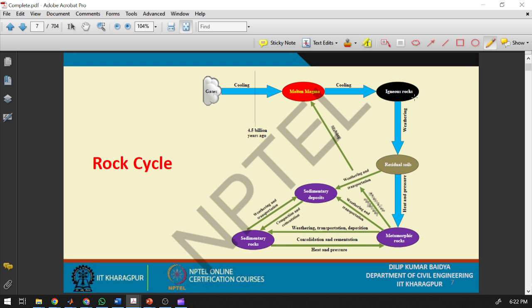So what happens is that these residual soils, due to different actions, for example, different transportation agencies, I have this parent material of igneous rock which gets weathered, and I form a residual soil at its own place.